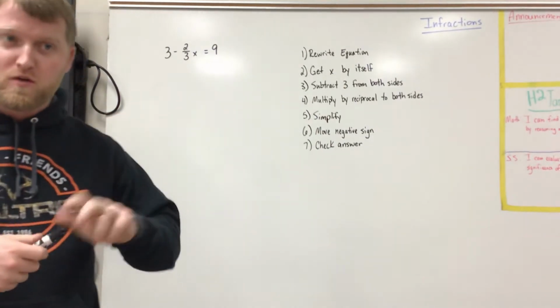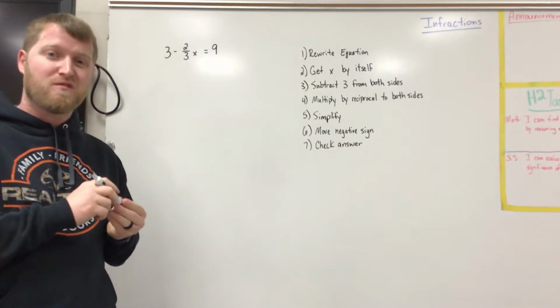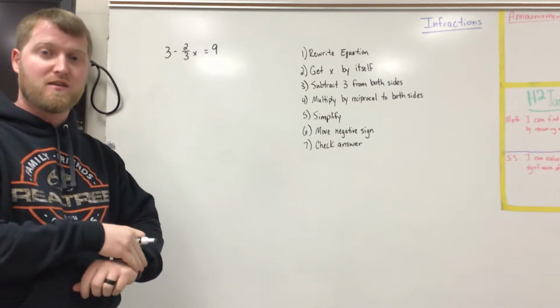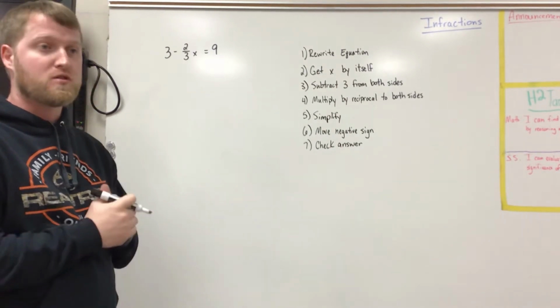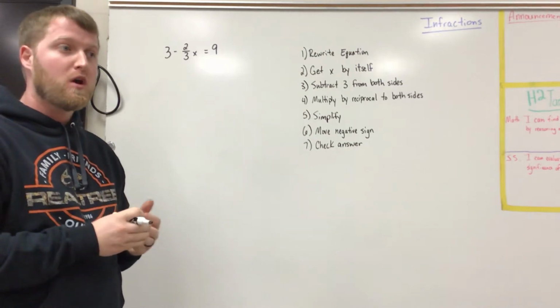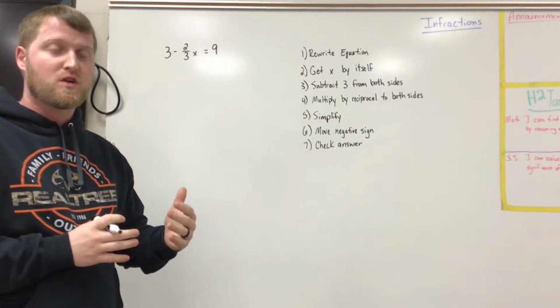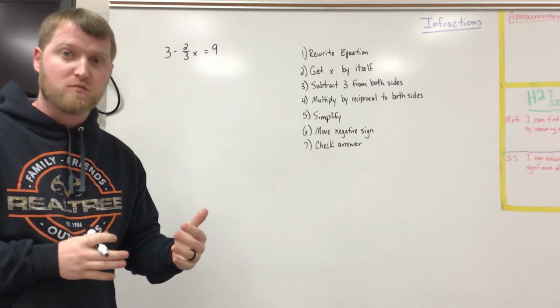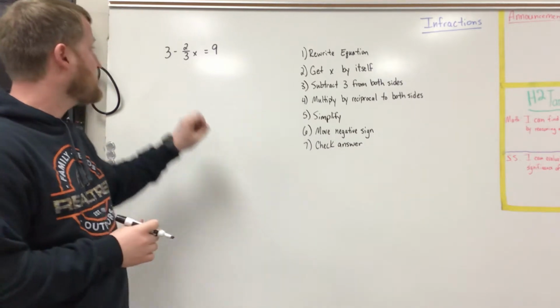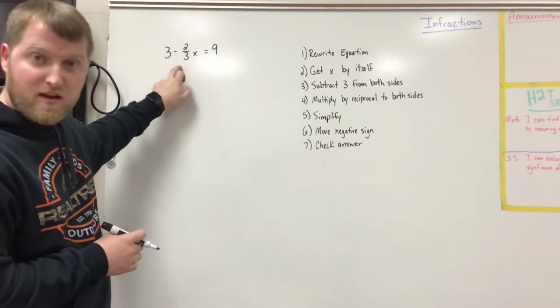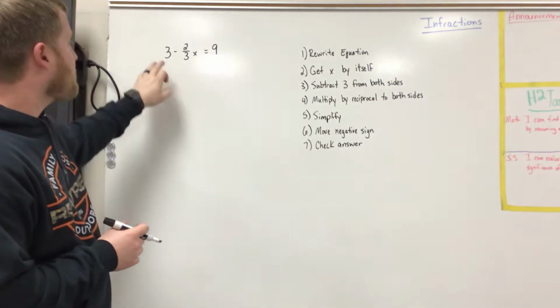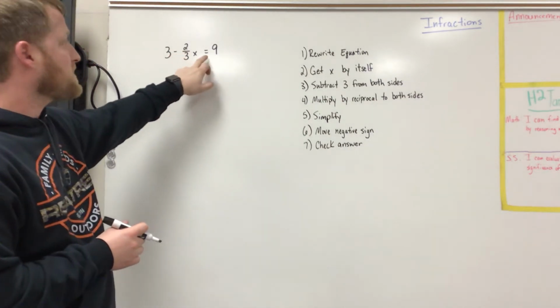Alright, so second video today. This time we're dealing with negative fractions inside a two-step equation. The first video I posted a few moments ago was solving two-step equations with a fraction, but that fraction was positive. This time I have a negative fraction. So we have 3 minus 2/3 x equals 9.